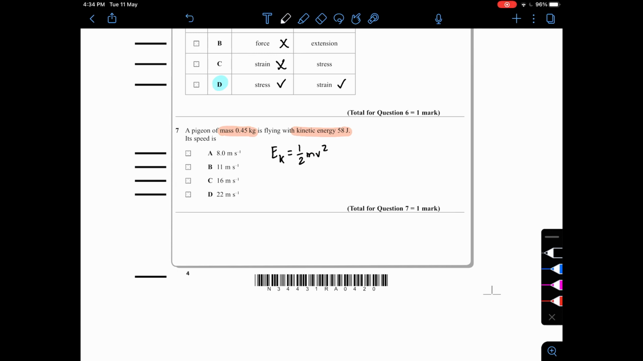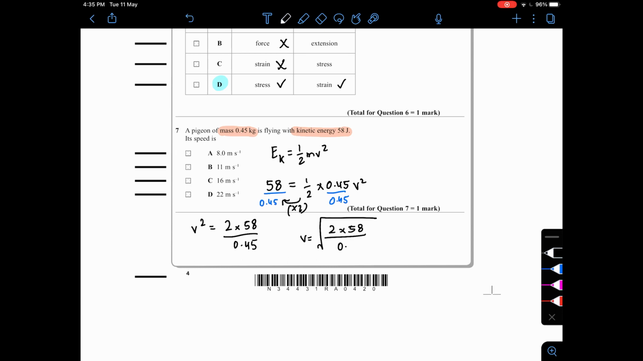Now what do we have? We have the energy in joules. We can just substitute, and we have the mass, which is 0.45. So all we can do now is find the velocity. We can rearrange to find the velocity. We times both sides by 2 and divide by 0.45. So v squared equals 2 times 58, divided by 0.45. And then v equals the square root of 2 times 58 all over 0.45.